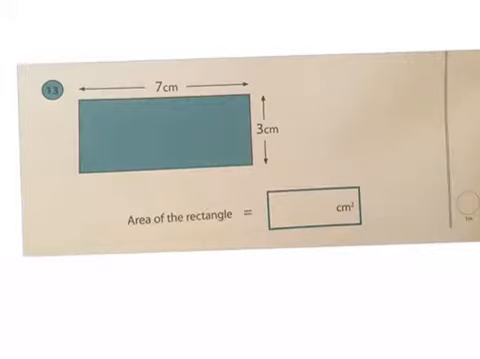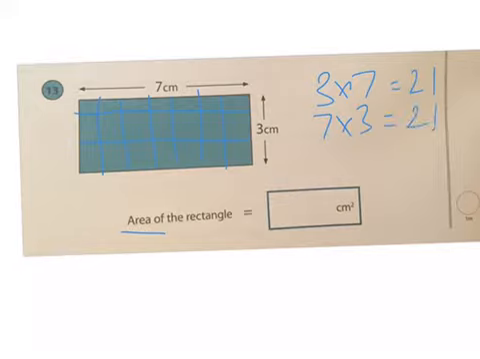The area of a rectangle, don't get it mixed up with perimeter. The area is just basically counting the squares. So you've got 3 along there, and you've got 7 along there. 1, 2, 3, 4, 5, 6, 7, 8, 9, 10, 11, 12, 13, 14, 15, 16, 17, 18, 19, 20, 21. 3 sevens are 21, or 7 threes are 21. Count the squares, there's 21. There's 21 square centimetres, centimetres squared.